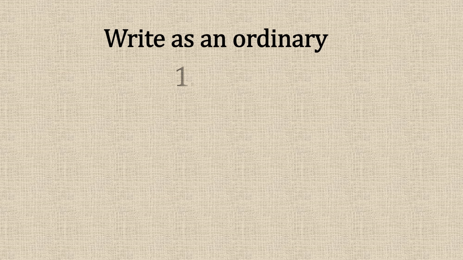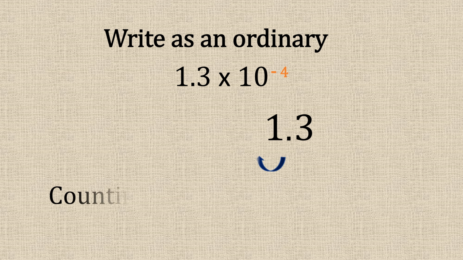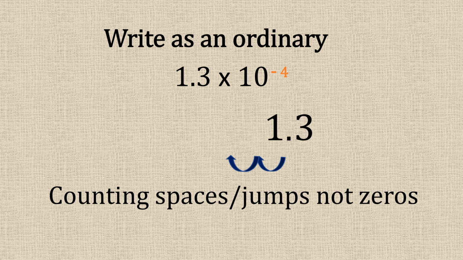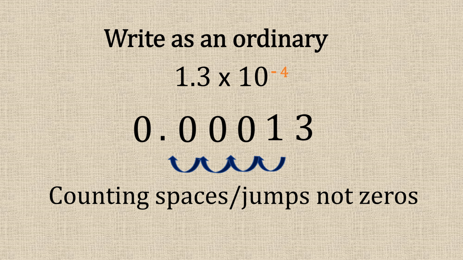So here we have a negative number we need to change into an ordinary number, so we don't need to panic, we just write 1.3 and we're going to move in the opposite direction because the number's getting smaller. So that's 1, 2, 3, 4, fill in the spaces with zeros and there's your answer.